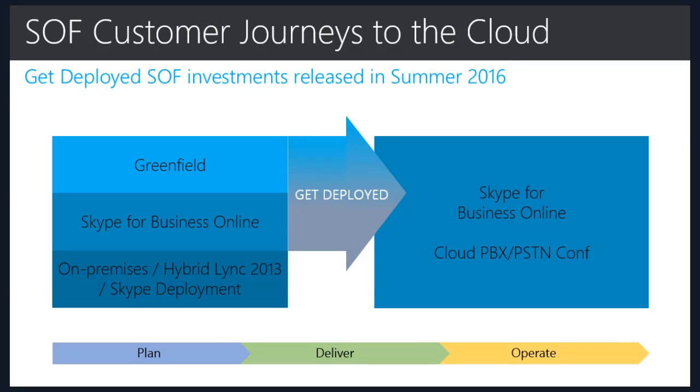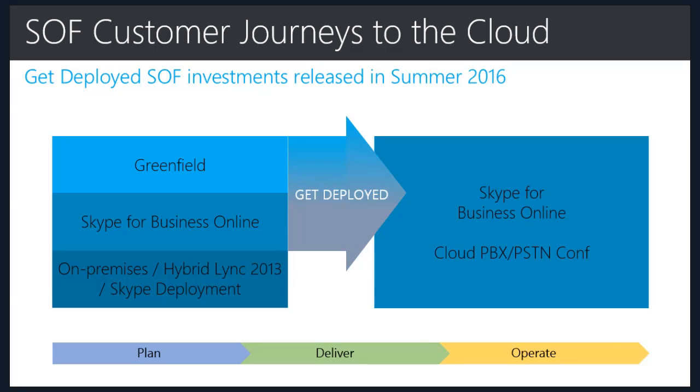So when we released the Get Deployed release in summer of 2016, we're really targeting two key customer journeys. We're targeting the journey from Greenfield to Skype for Business Online, embracing Cloud PBX and PSTN conferencing. We're also embracing the journey of those organizations that may have deployed Skype for Business Online for instant messaging and presence, and now wanted to add real-time workloads to that deployment. But it's very much targeted and focused purely on the online experience. And we call that collection of activities and assets our Get Deployed customer journey.